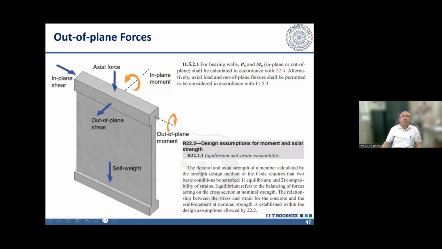So ACI 318 makes clear, and our code also now makes it clear, that the shear wall will be designed similar to column, considering P-M1-M2 interaction. So axial force and bending moment in the 2 directions we will consider, and the shear wall will be designed accordingly.